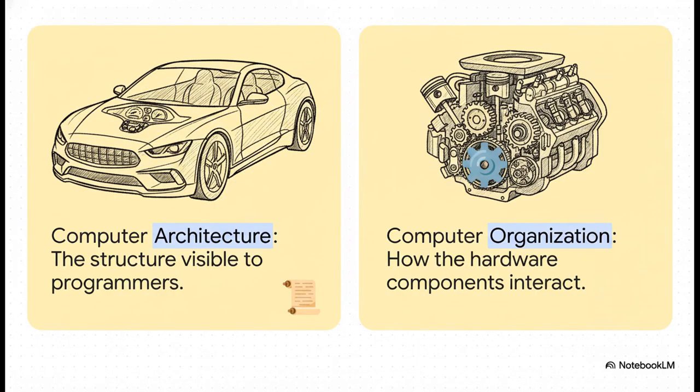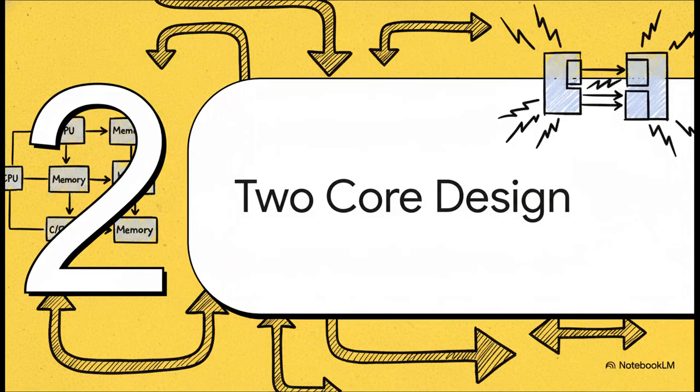Okay, before we go any further, we need to get two key terms straight, because they can be a little confusing. First, you have computer architecture. That's the what. It's the set of rules a programmer uses to talk to the hardware. Then you have computer organization. That's the how. It's the nuts and bolts, the physical implementation of that architecture. Think of it this way. Architecture is the blueprint of a car, and organization is the specific engineering of the engine that actually makes it go.